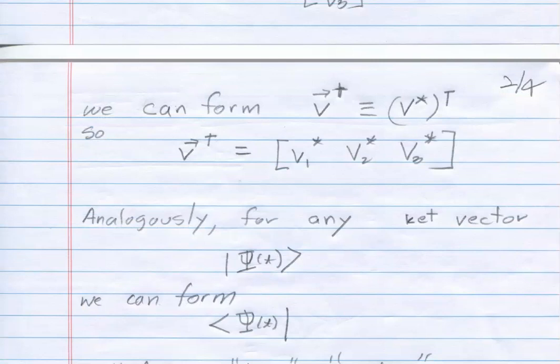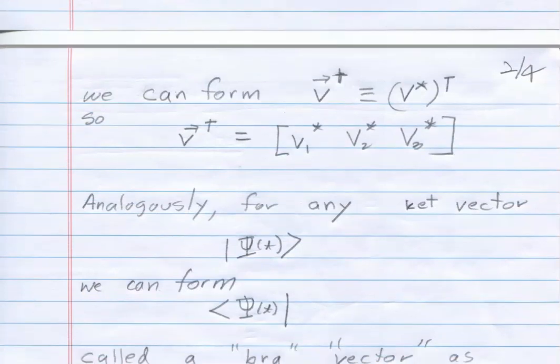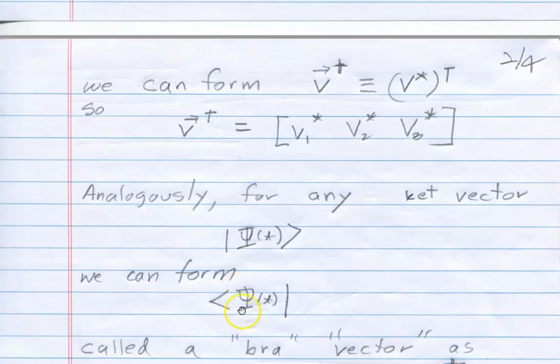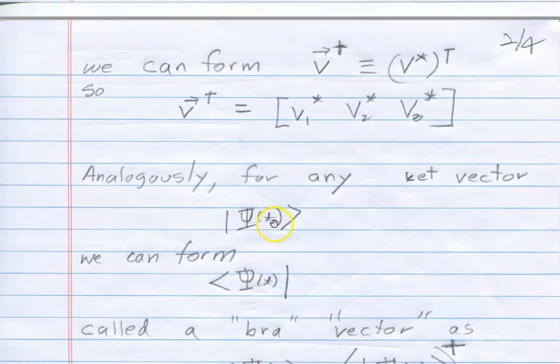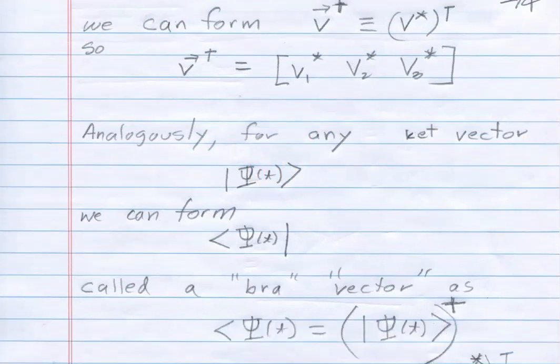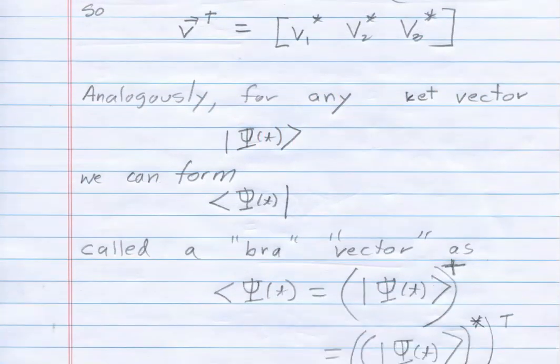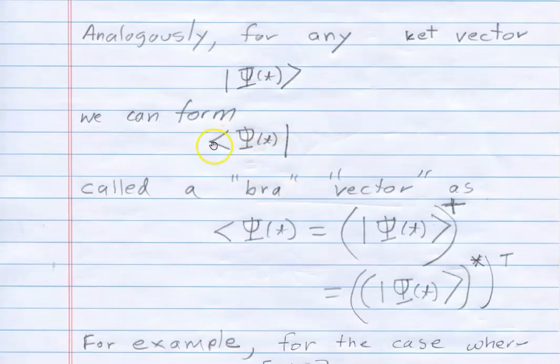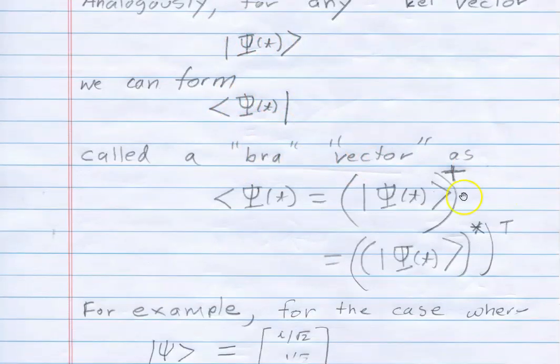We can do the same thing analogously for any Ket vector. We can form a vector called the Bra vector, which is effectively the Hermitian conjugate, or the transpose of the complex conjugate. It'll be a bracket that looks like this. So these are the Ket vectors, and these are the Bra vectors. The Bra of psi is equal to the Hermitian conjugate, the dagger, which is the Ket with all of its components complex conjugated, and then transposed.